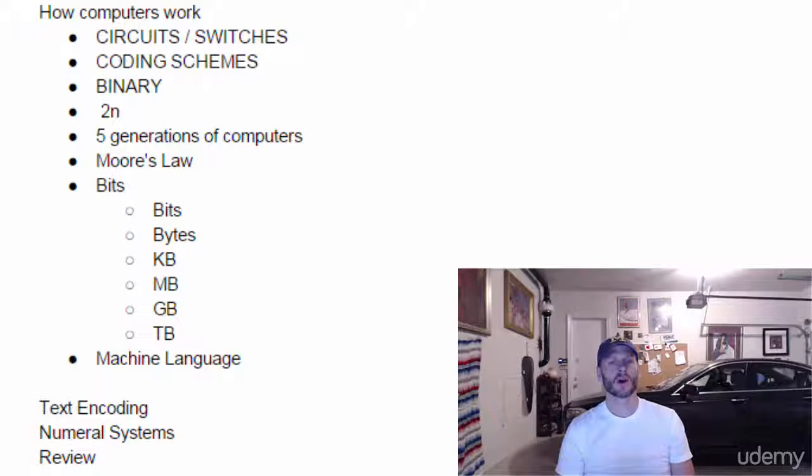So we're going to learn how computers work in this video, and some of the things we're going to cover are circuits and switches, coding schemes, binary, 2 to the power of n, so that's 2 to the power of n, not 2n, 5 generations of computers, Moore's law, bits, bytes, kilobytes, megabytes, gigabytes, and terabytes. How do we measure bits? So I should maybe put that in there, measuring bits.